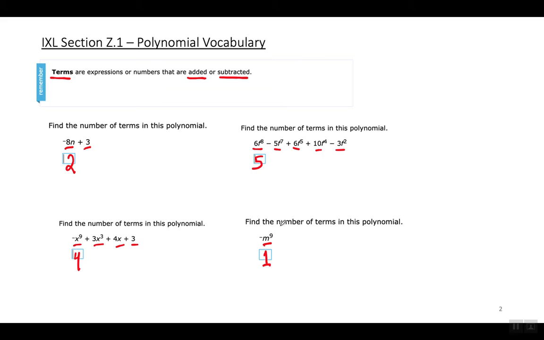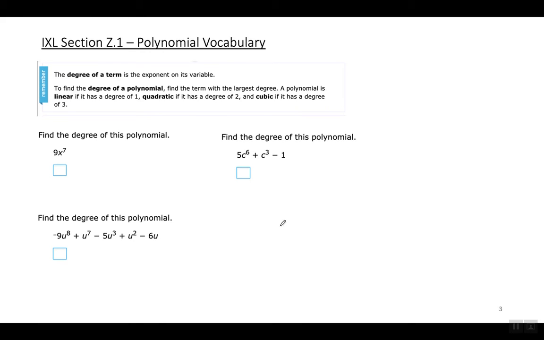All right, let's move on to the next type of question that you're going to get. If on the IXL you get stuck or you're getting them wrong, and you're not sure why, look at the video, pause it so you could see what you're doing wrong, because this is pretty simple.